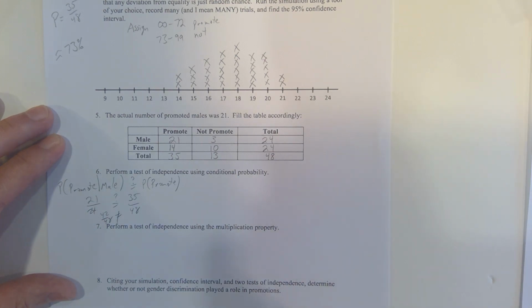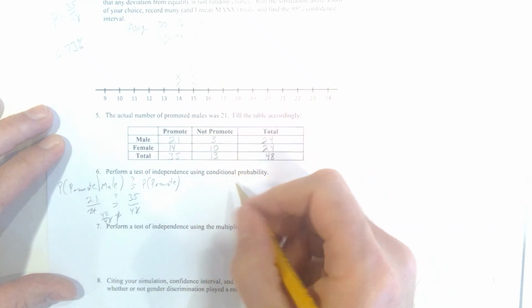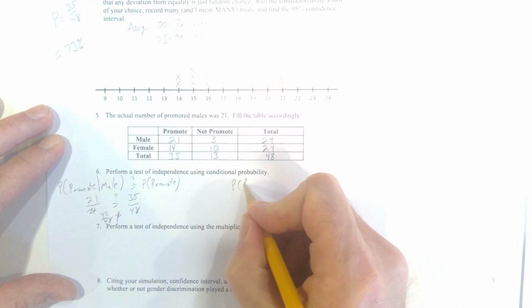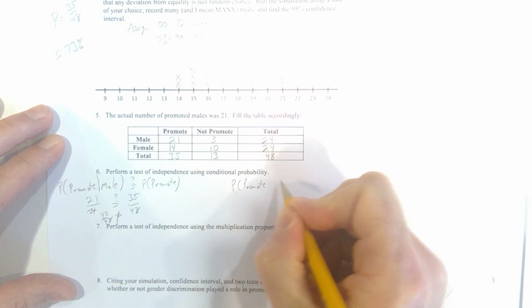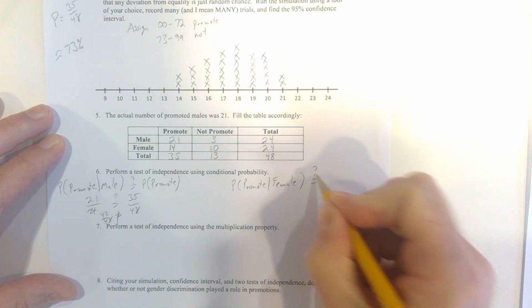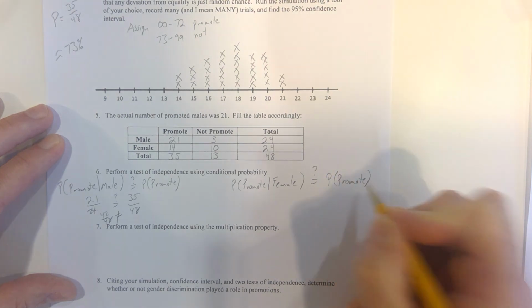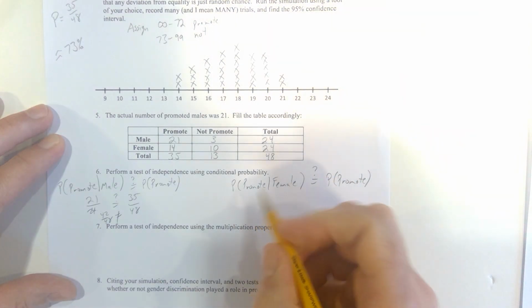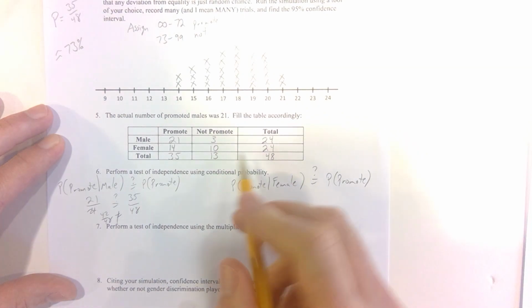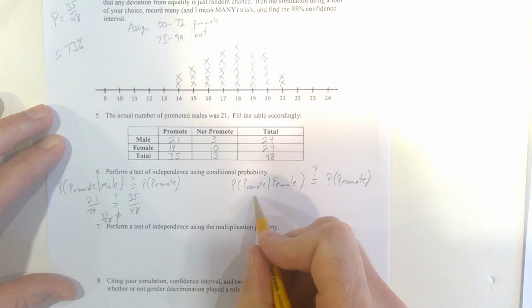Now, you could also, of course, look at it from the other row, the female row. So the probability of promote given female, does that equal the overall probability of promote? And we already know it won't because it didn't over here, but I'm just pointing out you could have done it this way. So promote given female, 14 out of 24.